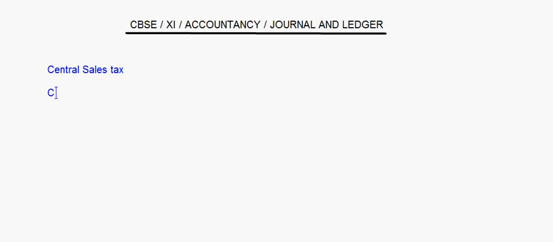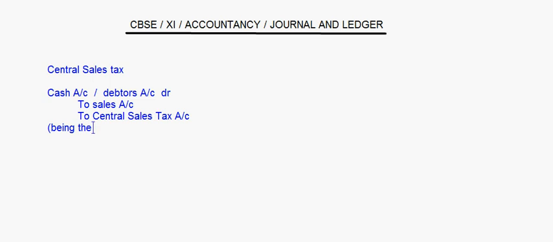we'll write cash account debit or debtor account debit to sales account, right? Central sales tax is collected when the sales is made, to sales account with the amount and to CST, that is central sales tax account. So this is basically being the sales made and CST collected, right?